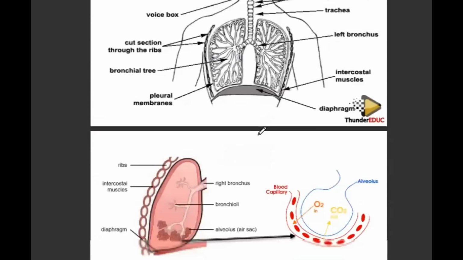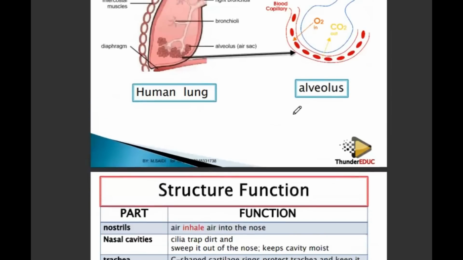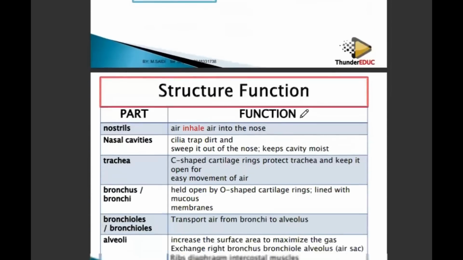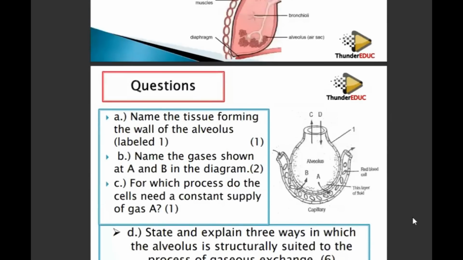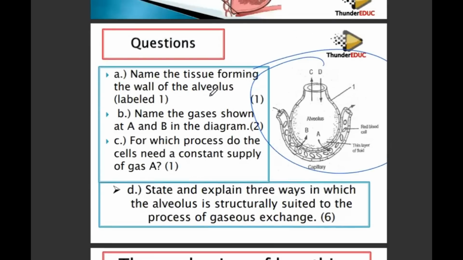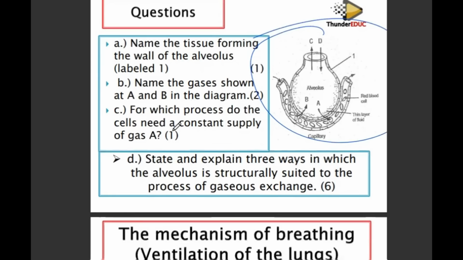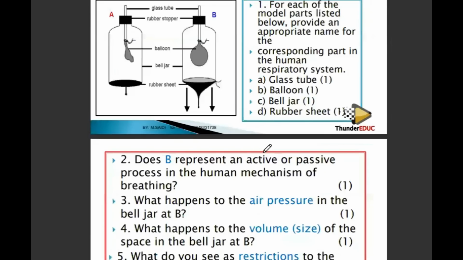Then, yes, you can talk about the labeling. Yes, when it comes to this, please know this. Don't make a mistake: the structure of the alveolus. The structure of the alveolus. Yes. Please, please, please, don't go to the paper without knowing this, without knowing how this operates. Yes, you can even practice those questions so that you can score a distinction. This is what I'm saying.